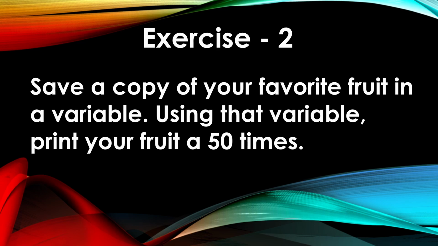So here is our second exercise of the series: save a copy of your favorite fruit in a variable. Using that variable, print your fruit 50 times. So let's understand the question. First, we have to save our favorite fruit in a variable, and second, we have to print that fruit 50 times. Okay. So before we start writing the solution, let's see what a variable is.